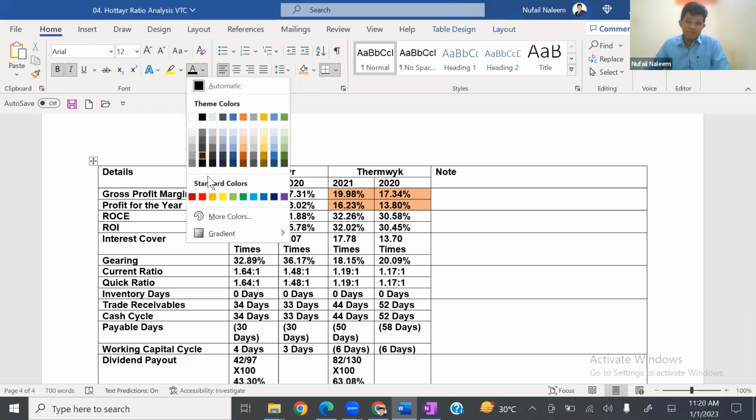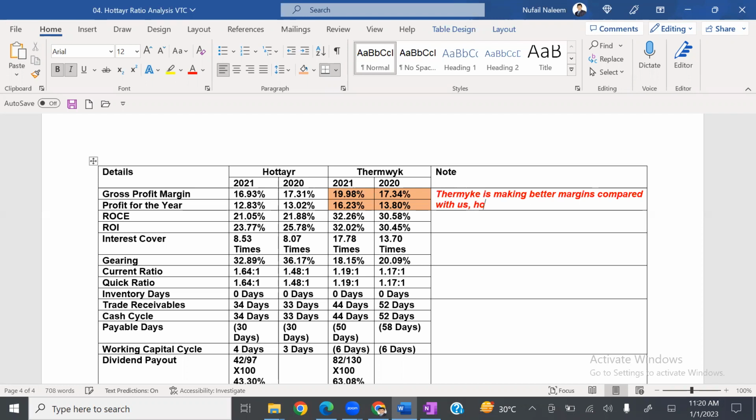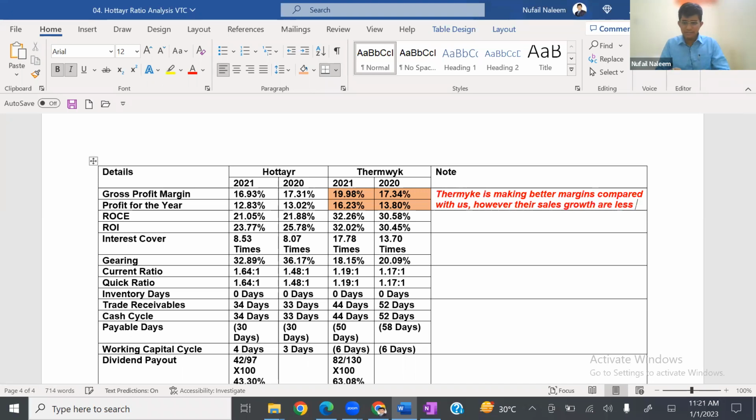So I'm going to come and explain here. I can just write down here. Termwise is making better margins compared with us. Correct, no, students? Yes or no? Yes, sir. However, their sales growth are less. Sales growth are less. Agree, no, students? Yes, sir.